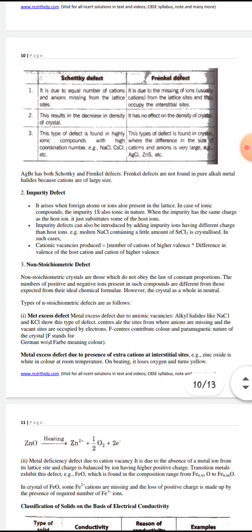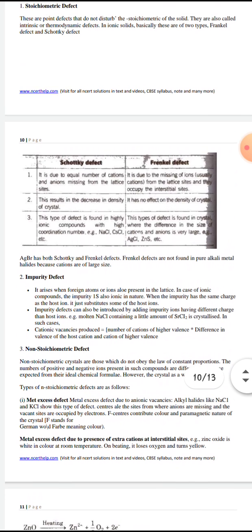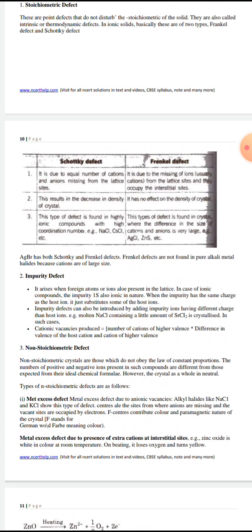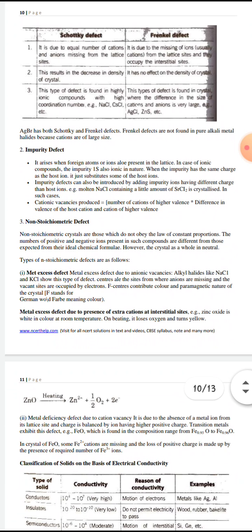Next, the second is the impurity defect. It arises when foreign atoms or ions are present in the lattice. Impurity defects can also be introduced by adding impurity ions having different charges. So if ions with different charges join the lattice, it is called an impurity defect.